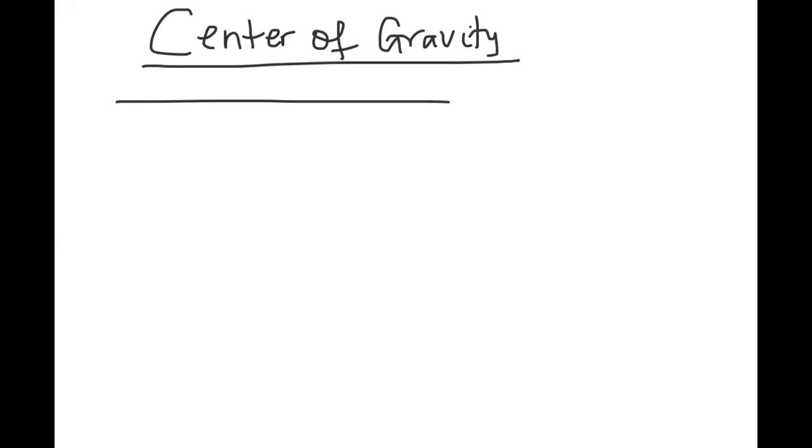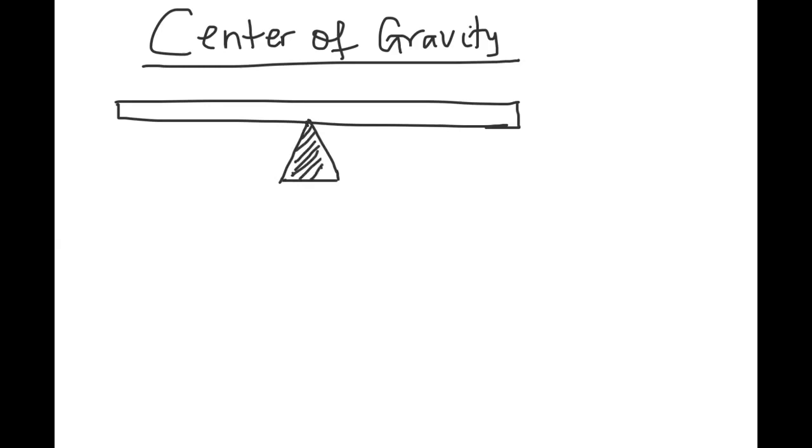When we have a ruler in the laboratory, if we want to balance the ruler, we have to place our finger somewhere at the middle. If the ruler is of uniform density, uniform mass, then somewhere at the middle we can balance the ruler. So somewhere here, that's where we can balance the ruler. That's the background here.